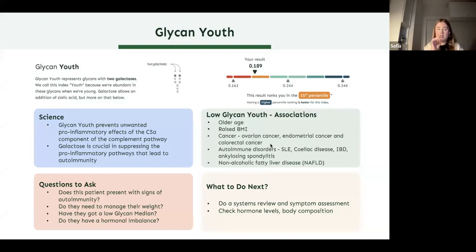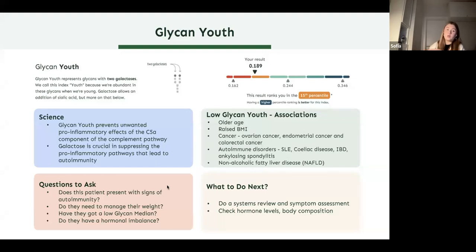What I want to emphasize here is that it doesn't mean that your patient has cancer if their glycan youth is low. It only means that you have to be careful and you have to look into the systems to see if there is something going on, because this result could mean that a patient is either susceptible or on their way to developing a certain type of cancer. So just be very careful with the interpretation of it. It does not mean that your patient has cancer, but you need to look into this. Another association is non-alcoholic fatty liver disease.